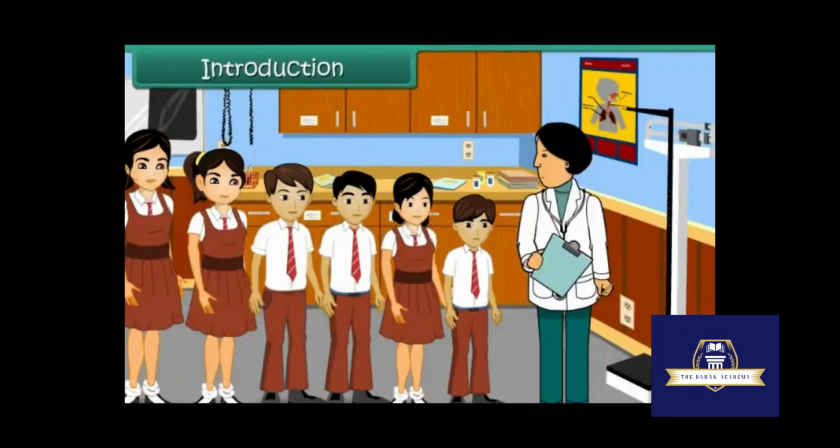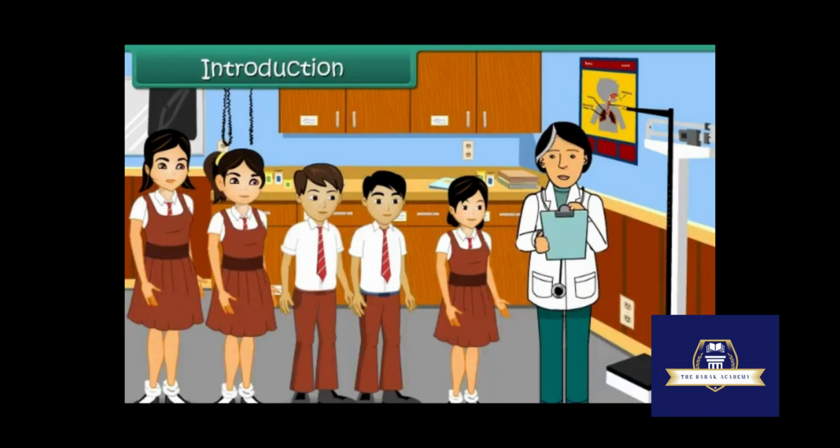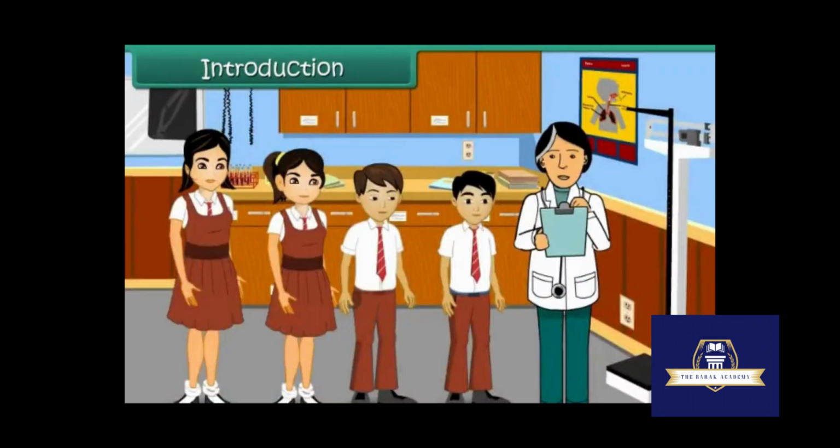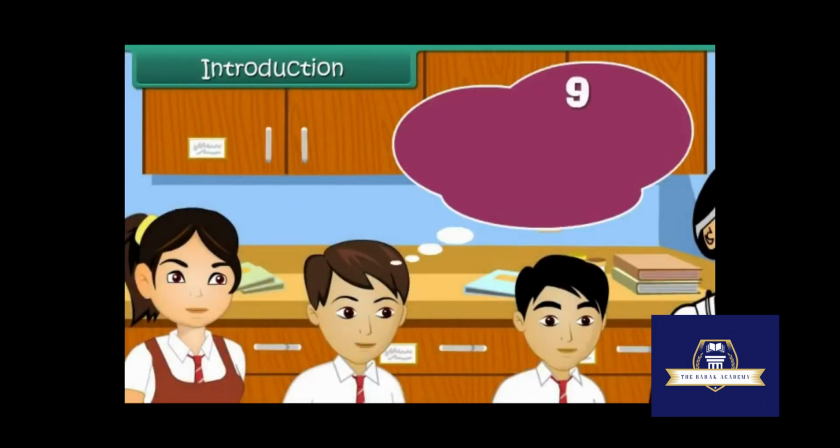Introduction. Routine medical checkup is going on at Karan's school. His teacher makes all the students of the class stand in the decreasing order of their heights. Karan wants to know if numbers can be arranged in a similar manner. He also wants to know if the arrangement can be reversed. In this lesson, you will learn to expand, arrange, and identify numbers.